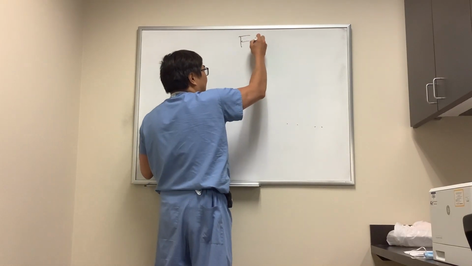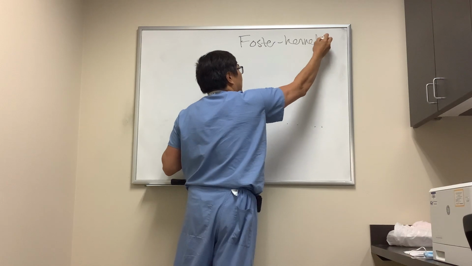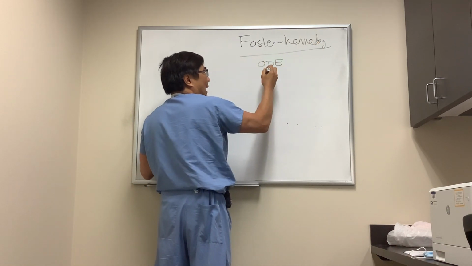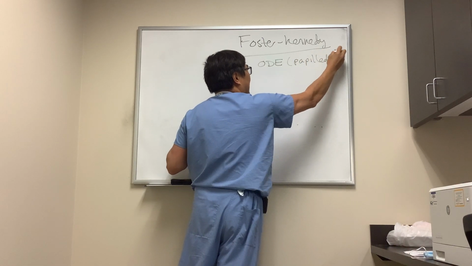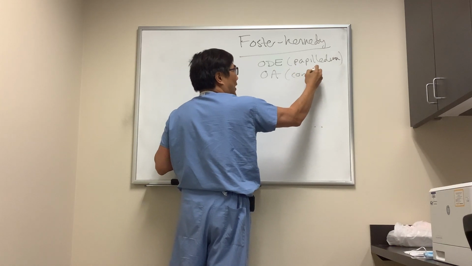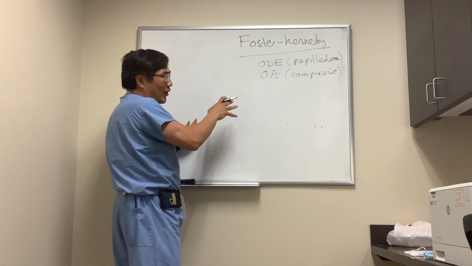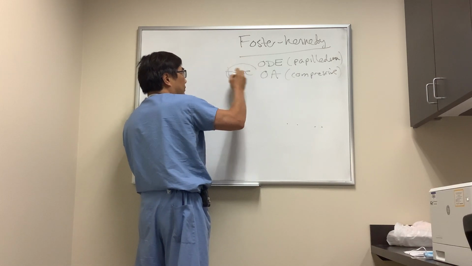So you should already have watched the Foster-Kennedy video to know that the presence of optic disc edema in one eye from papilledema, from increased intracranial pressure, in combination with optic atrophy in the fellow eye from a compressive optic neuropathy, usually due to a frontal lobe or other large meningioma, produces the true Foster-Kennedy syndrome.